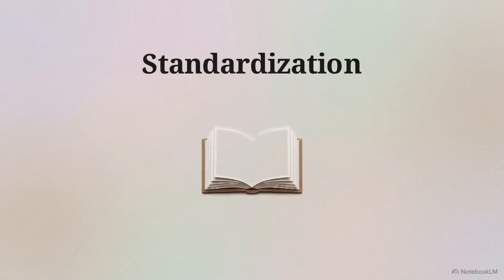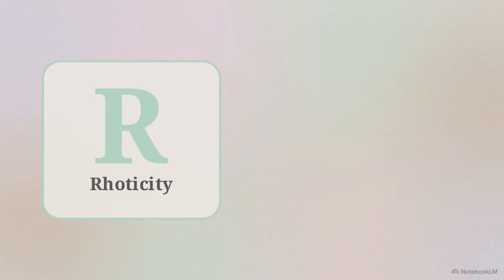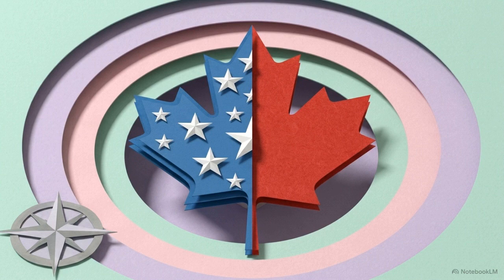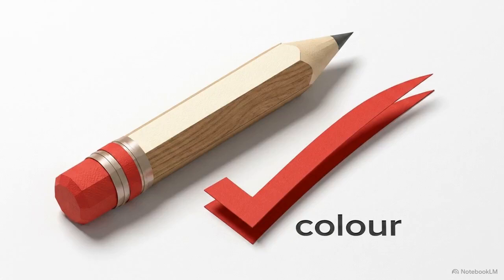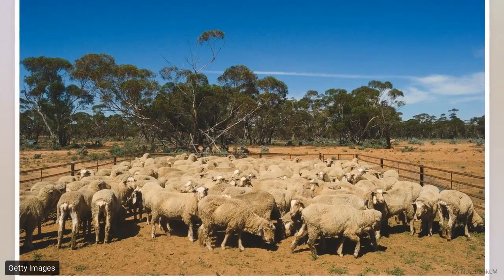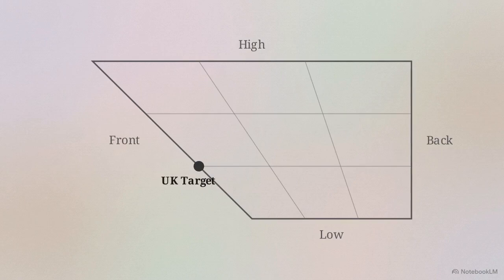It underwent its own rigorous standardization process, favoring rhoticity, pronouncing the R, and discarding the centering diphthongs common in British pronunciation. Canadian English emerged as a linguistic hybrid. It shares American rhoticity and grammar, but because of its loyalist history, it actively preserves specific British spelling conventions, like spelling color with a U. In Australasia, late 18th century penal and rural settlement created a highly distinct phonetic profile. Extreme geographic isolation allowed Australian English vowels to mutate significantly away from their original British targets.